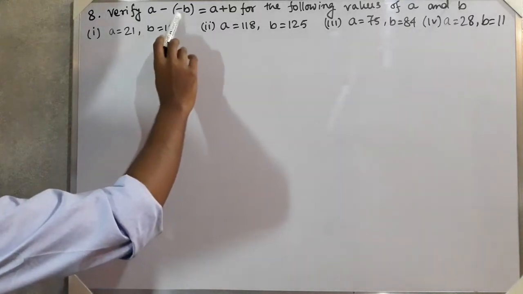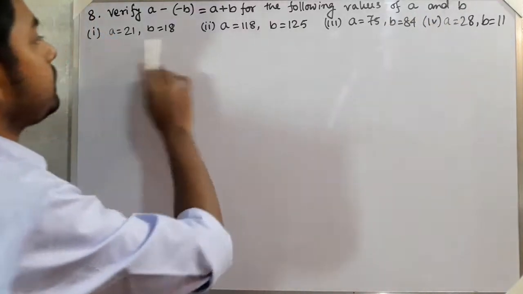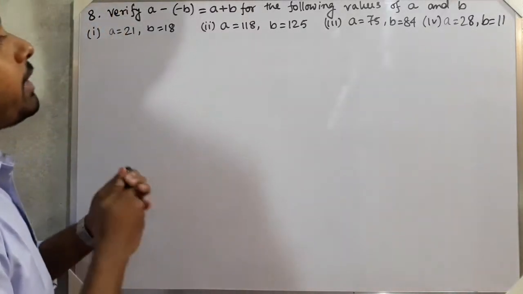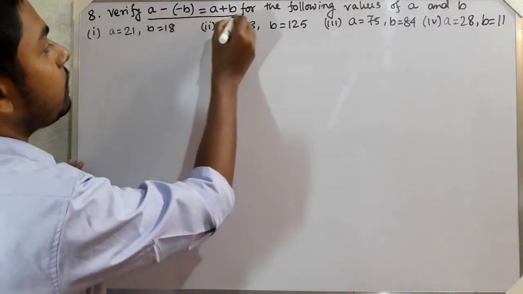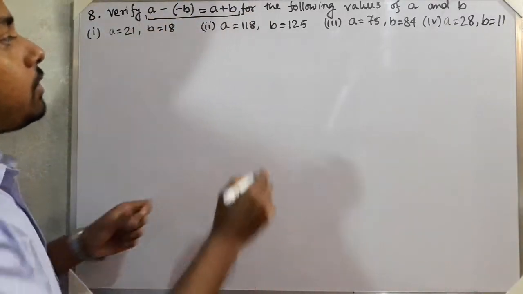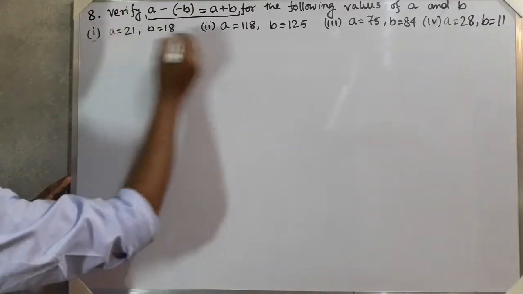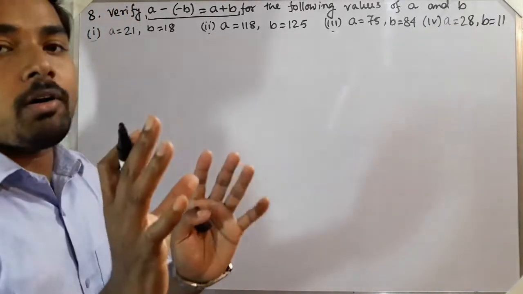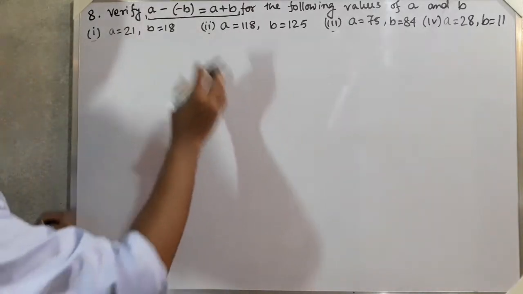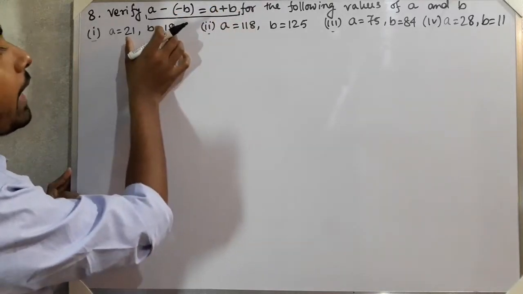Verify a minus (minus b) equals a plus b for the following values of a and b, and we are given 4 questions. What do we have to do here? We have to verify this given condition for the given values of a and b. We are given 4 sets of different values of a and b, and we have to check whether the given condition is applicable for a and b or not.